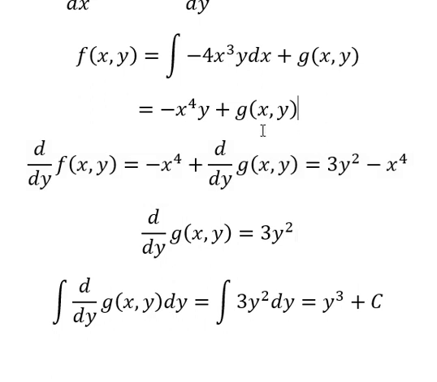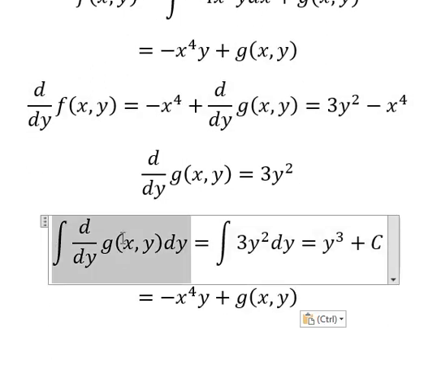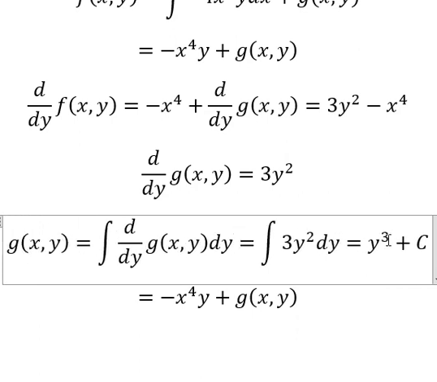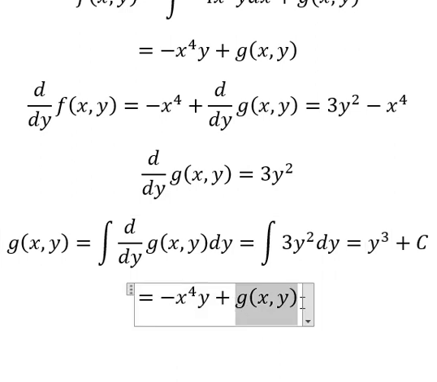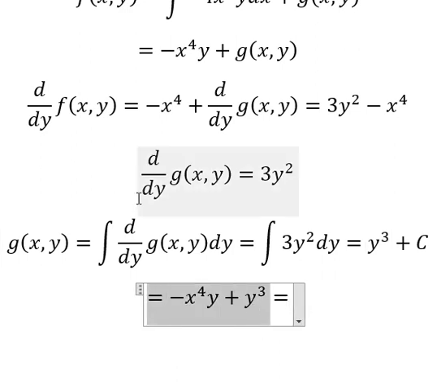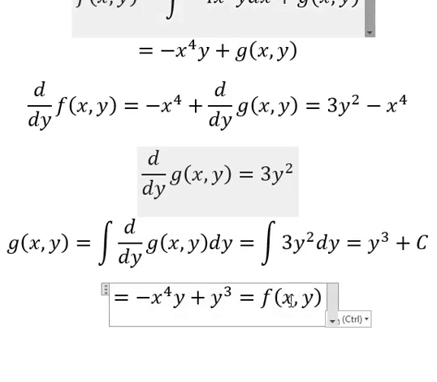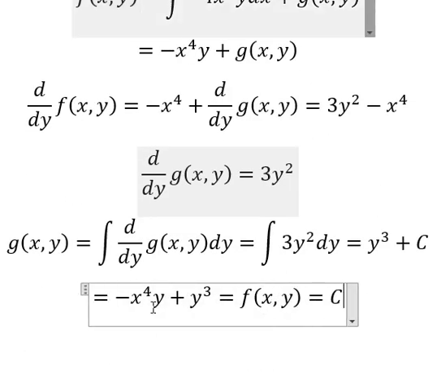Now we need to go back in here. The integration of this one, we have 3sy, 3sy equals this one. And we know that this one equals f(s,y). So f(s,y) equals c. And now we have the final answer.